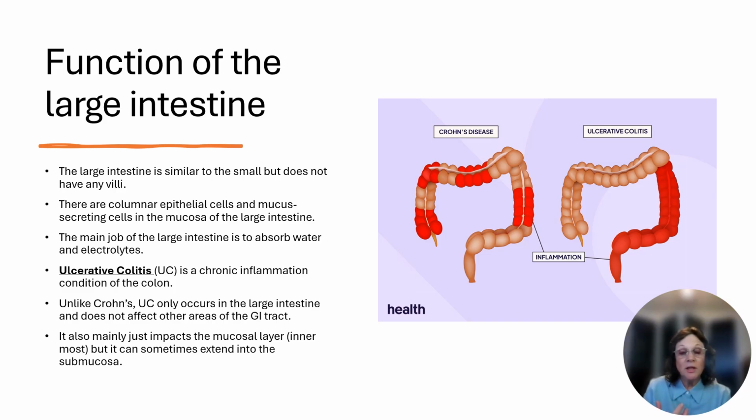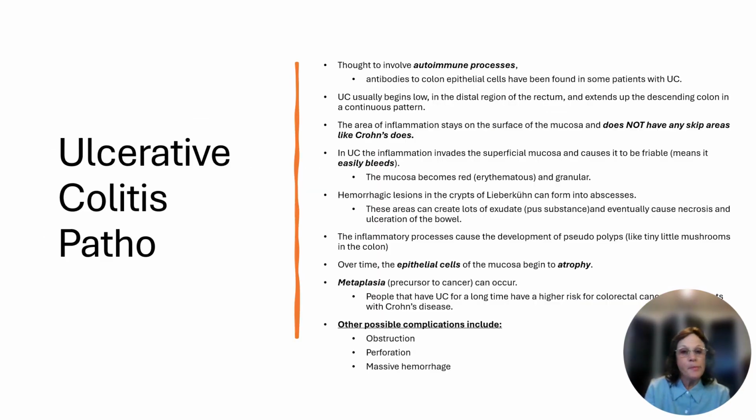So in ulcerative colitis, this is chronic inflammation of the colon, just the large intestine, not the small intestine. Only happens in the colon. And mainly it just impacts the mucosal layer, which is the innermost layer of the colon, but it can sometimes go deeper into the submucosa.